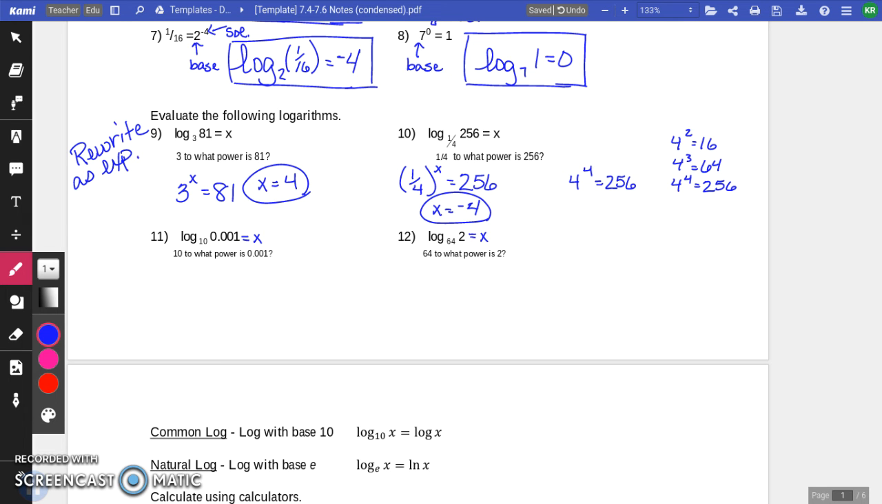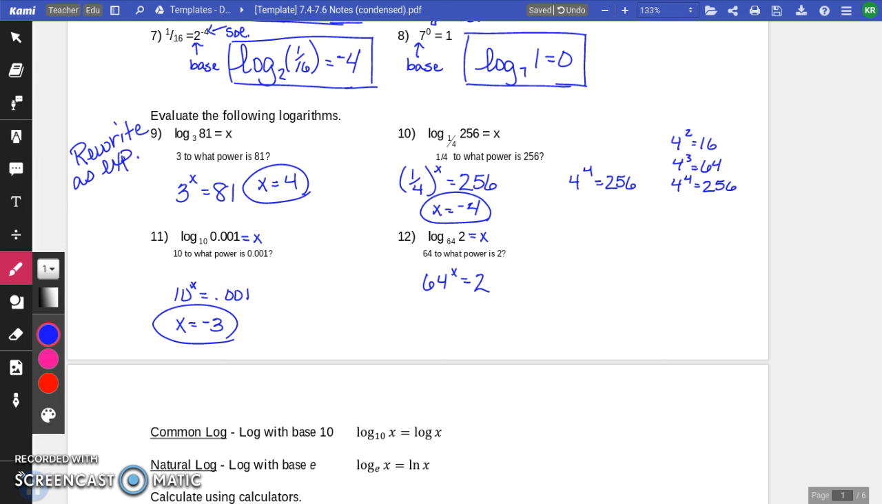So again, base 10. So 10 to the x power equals 1/1000th, and this would be x equals -3. So if you think in scientific notation, move that decimal 3 places to the left, so 0.001 or 1/1000th. On number 12, we would have 64 to the x power is 2, so you're figuring out what x is.